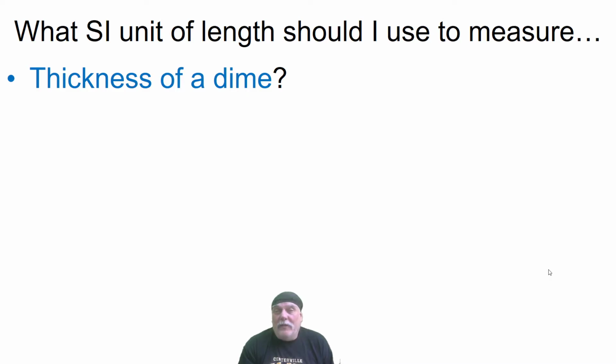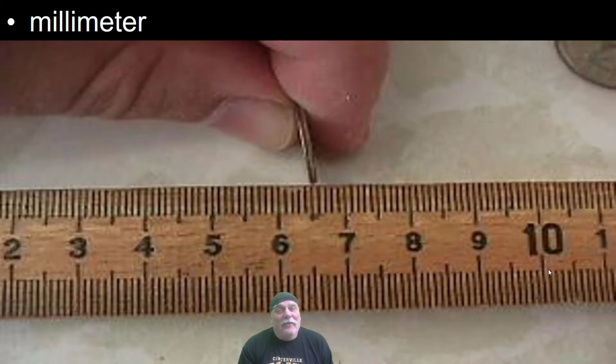If I'm going to measure the thickness of a dime, what unit should I use for that? Again, I could use a meter, but it wouldn't be a good choice. It would be a very, very small number. What would be a better unit? Well, a good unit of measure for the thickness of a dime would be a millimeter. In fact, the thickness of a dime is pretty much exactly 1 millimeter in length. So if you ever need to figure out something's length in millimeters, well, you can use a dime to see how thick it is.